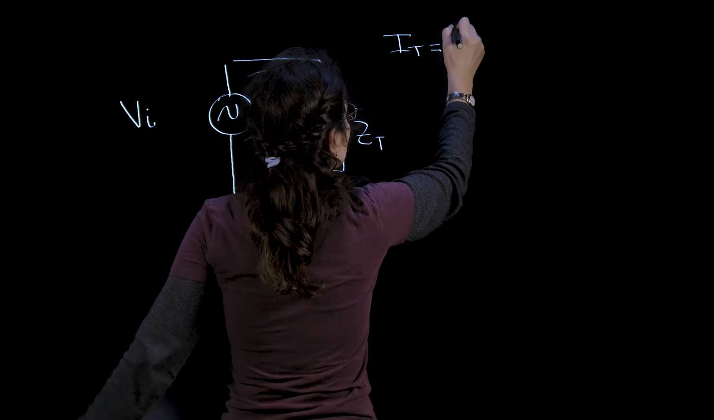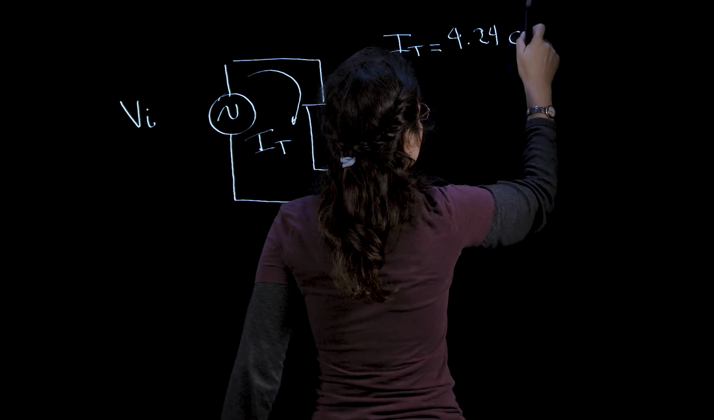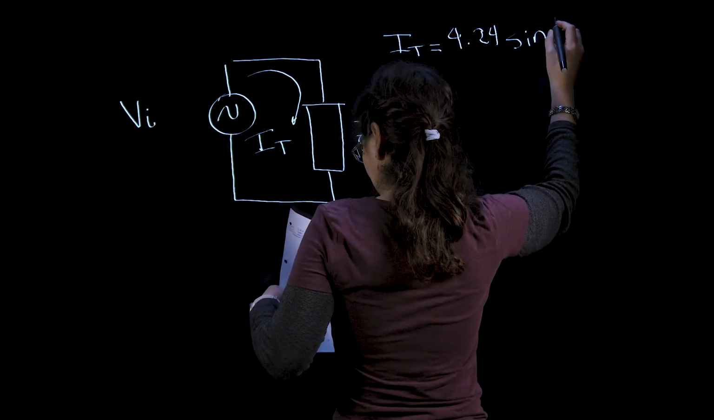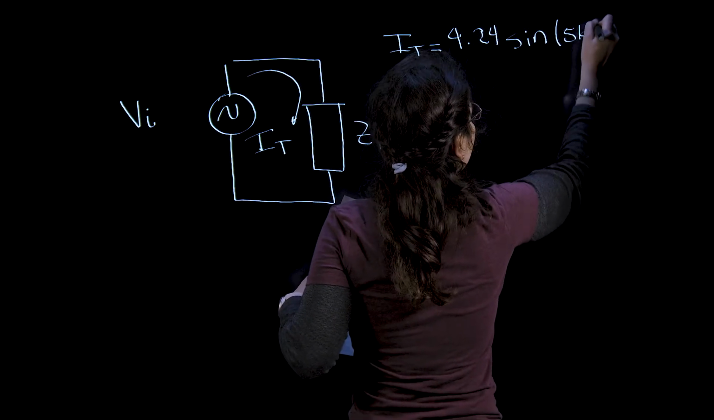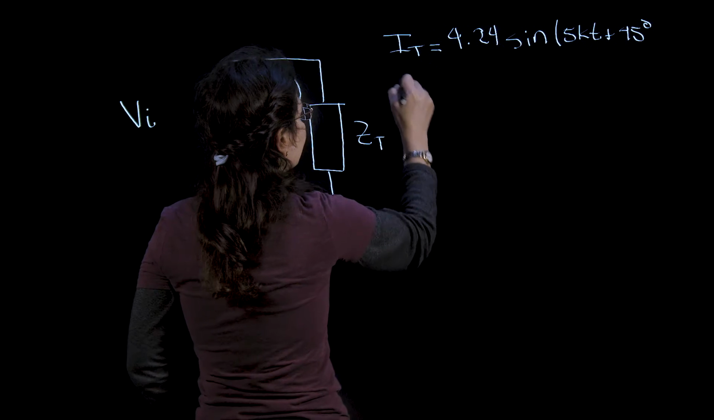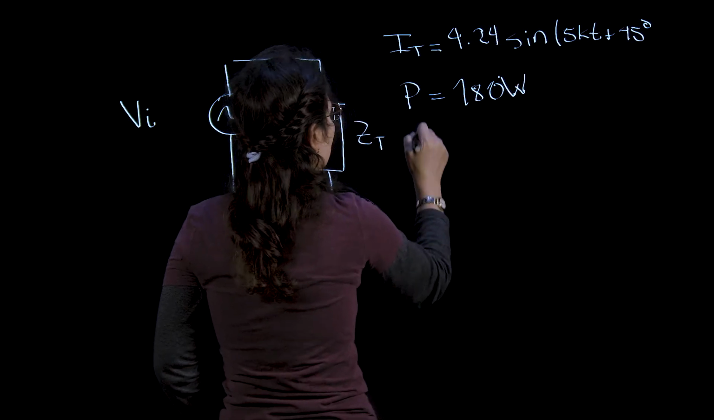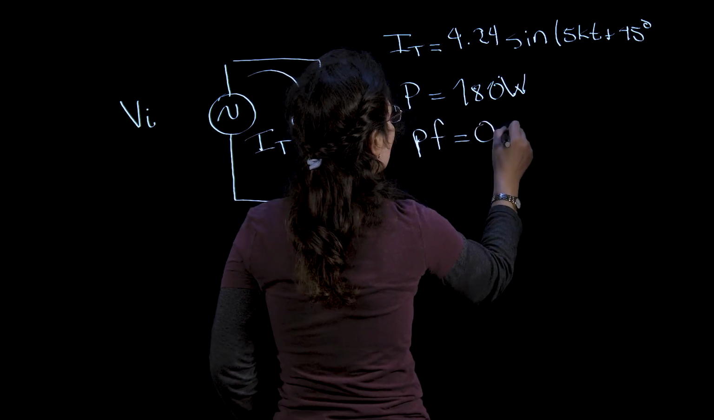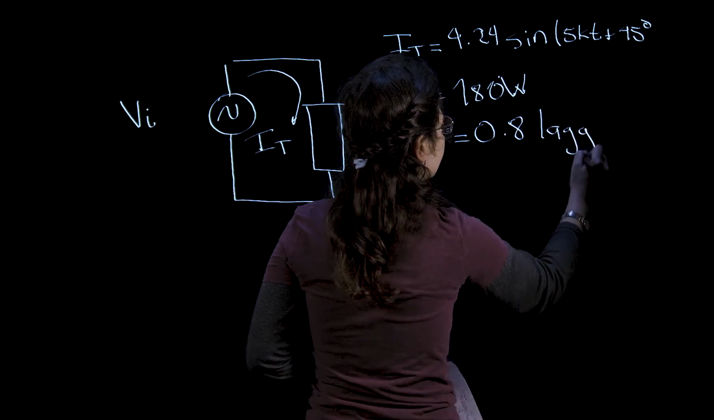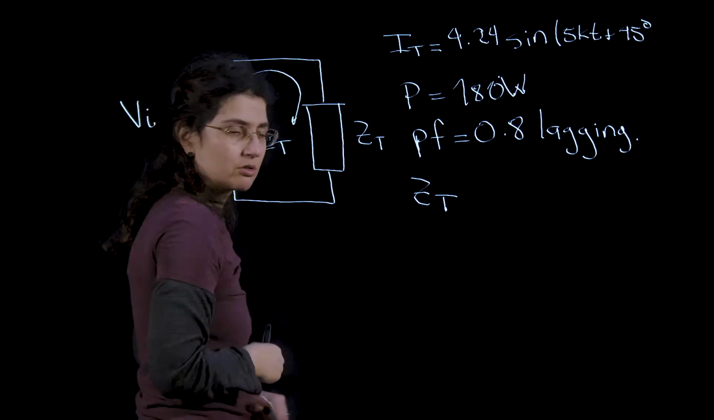which is equal to 4.24 times sine of 5kt plus 45 degrees. We know the active power, which is 180 watts. And we know that the power factor is 0.8 lagging. And with this information, we need to find what our total impedance is.